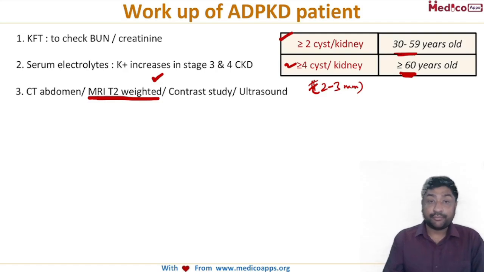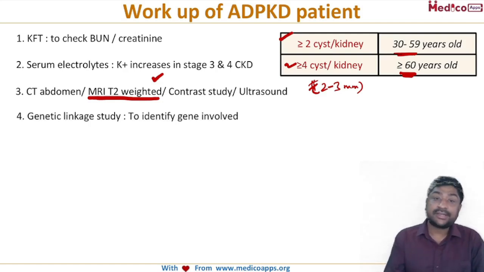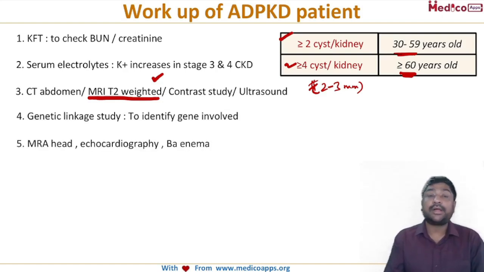Okay, to confirm the diagnosis, genetic studies have to be done where we see the actual defect of these genes. We can go for MRA head for the vascular malformations or berry aneurysms in the head. We can do an echocardiography for cardiac abnormalities, or we can even go for a barium enema for diverticulosis. So based on the extrarenal manifestations we have to look up.